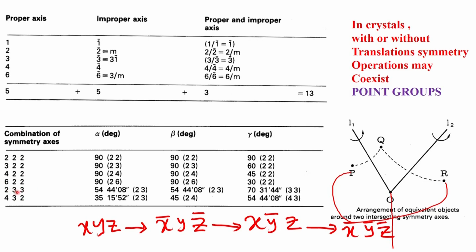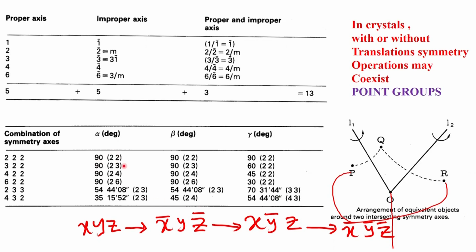And therefore the 2-3-3 combination and 4-3-2 combination give rise to these kinds of angles. These angles look very scary in the beginning, but once we get a hang of it, you will see that these two represent the octahedral and the tetrahedral arrangement in cubic systems. And we will get a better look at this as we go along.